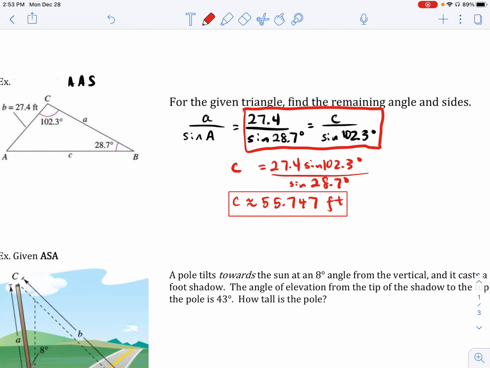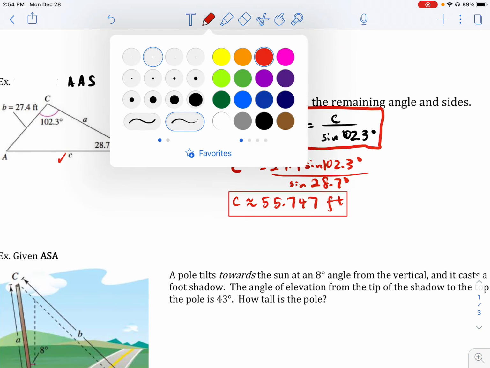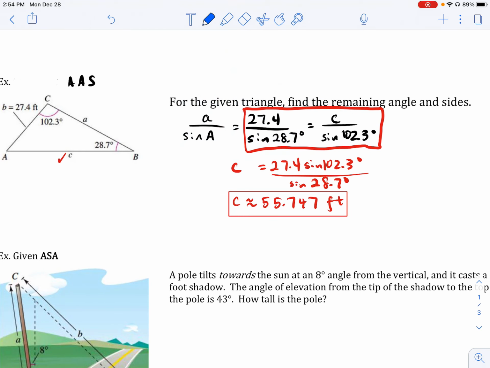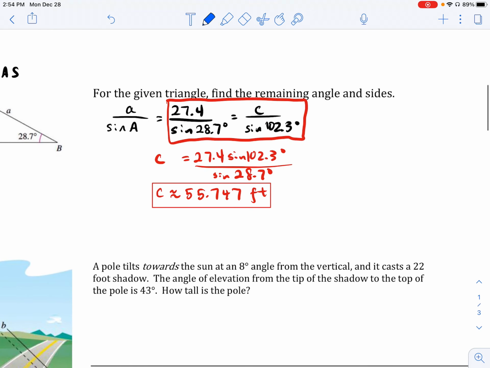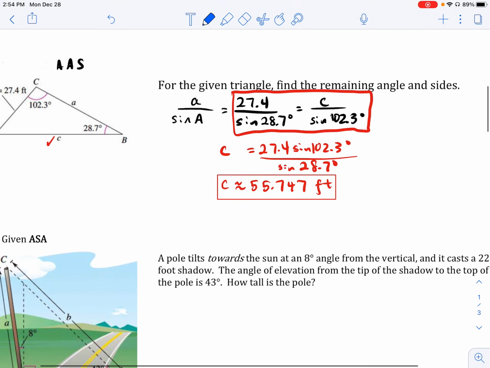But you'll notice that the problem just said find the remaining angle and sides. So we figured out side C, so we're good with that. So what we're missing now is side A and angle A. Well, let me switch to a different color here. Fortunately for us, angle A isn't too bad at all. What we would need to find is angle A, we could say is 180 degrees minus the other two angles. So minus 102.3 minus 28.7.